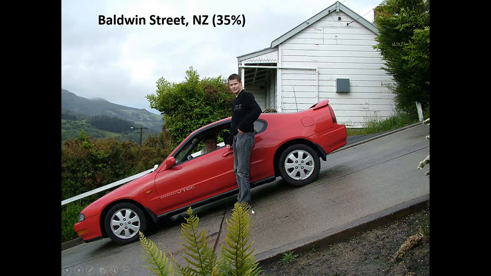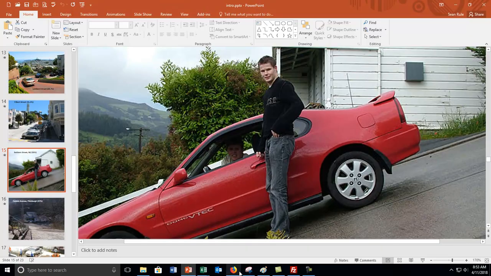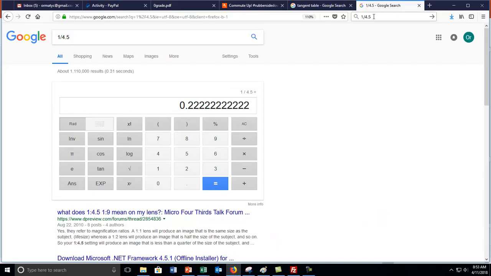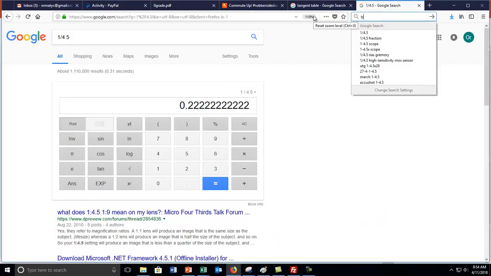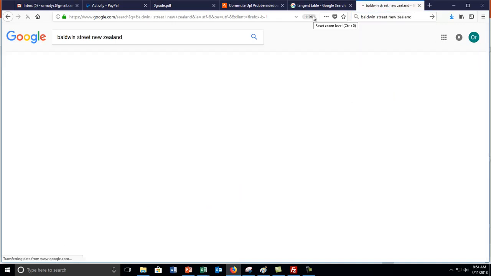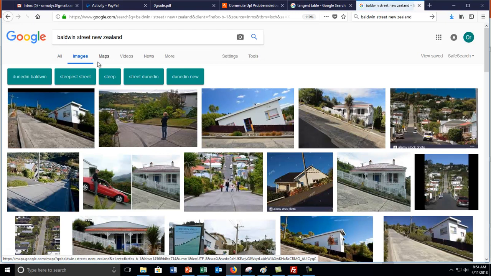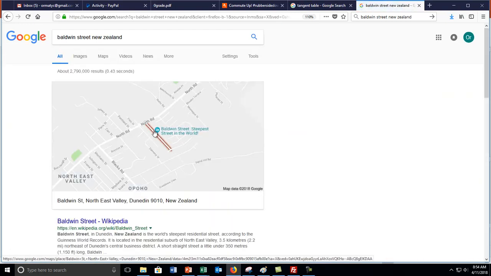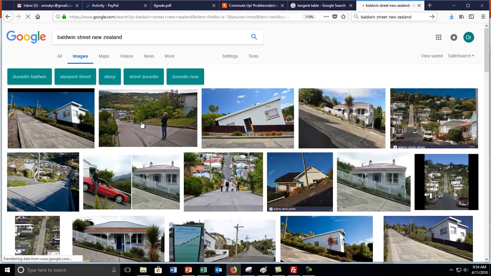And I have to stop at this point and do a quick little Google search of Baldwin Street, New Zealand, because it's insane. Do some images, sir. There it is on the map right there. There it is. Can't tell, steepest street in the world. That's not true, but they can call it that if they want.